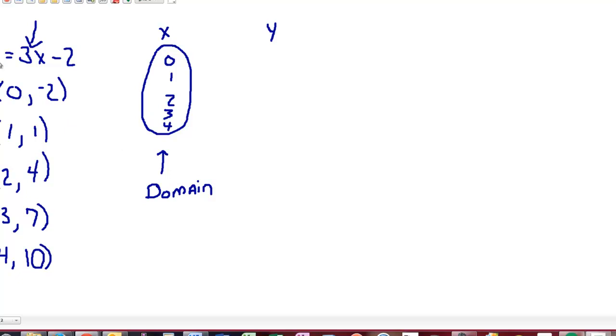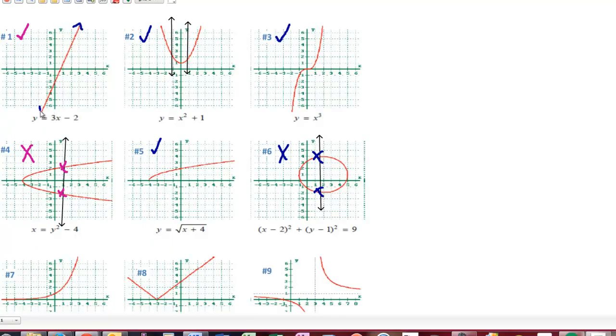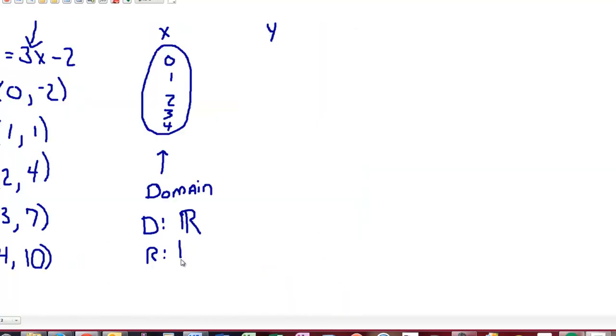Now technically, I can plug anything in for x. And so the domain of the whole entire function is this little fancy R, meaning all real numbers. And now the same thing with the range. The range, if we go back to the graph here, now this line does continue on forever up and down and left and right. And so that range is also all real numbers.